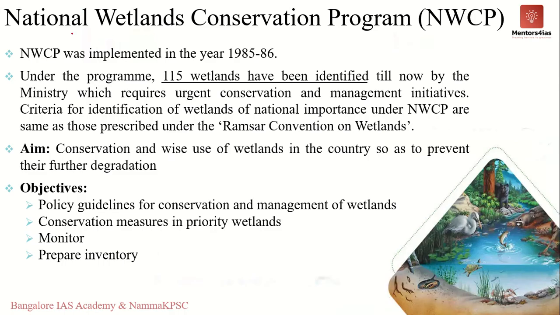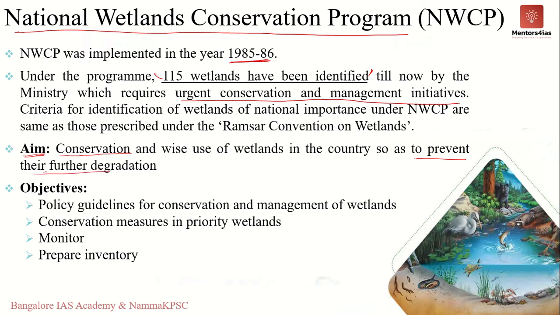Okay. Now, I would also briefly like to go through something known as the National Wetland Conservation Program. Now, this particular program was implemented way back in 1985 to 86, where 115 wetlands were identified which required urgent conservation and management intervention. So the aim of this particular program is nothing but conservation of wetlands to prevent their further degradation and ensuring their wise use for the benefit of local communities and overall conservation of biodiversity.